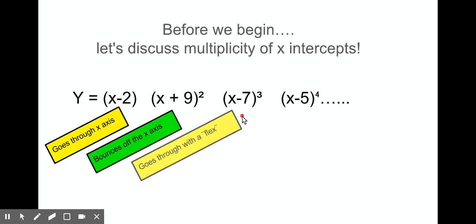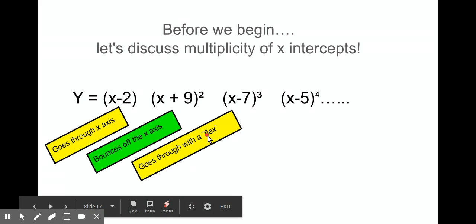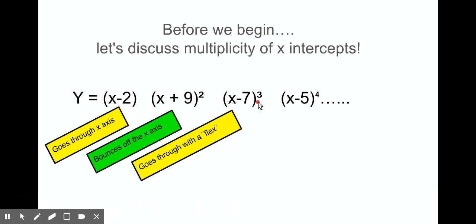All right, let's talk about this one. Here the answer is x equals positive 7. It has a multiplicity of 3, so that means it's going to go through at positive 7, but it's going to have a flex, like a little S-shaped movement right there. I'll show you what a flex is. It's going to go through with a flex.